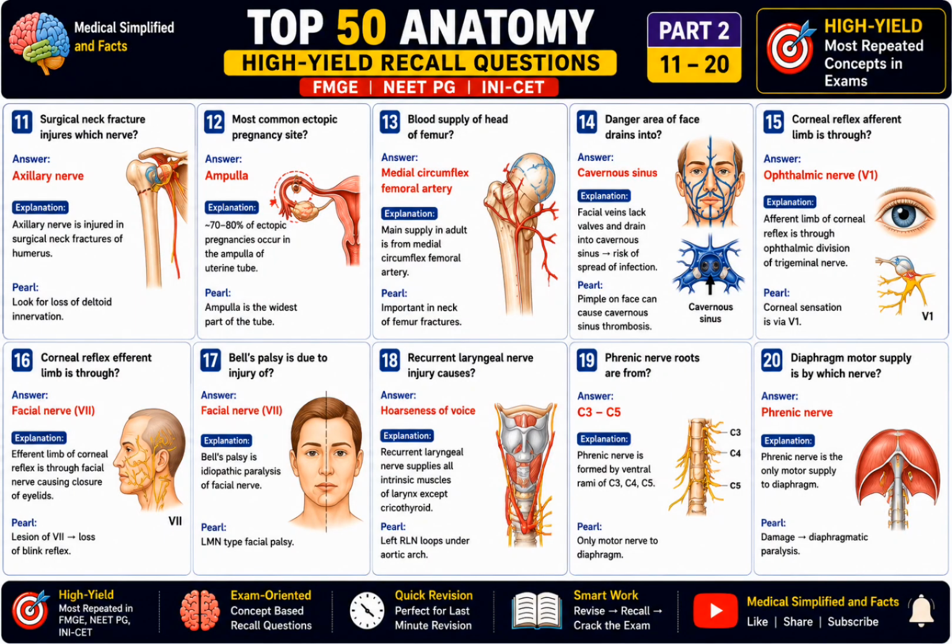Question 17. Bell's palsy is due to injury of which nerve? Answer: the facial nerve, cranial nerve 7. It causes idiopathic paralysis, an LMN-type facial palsy.